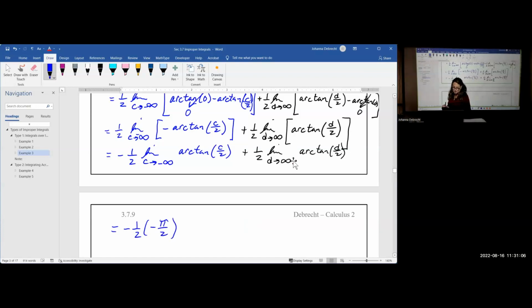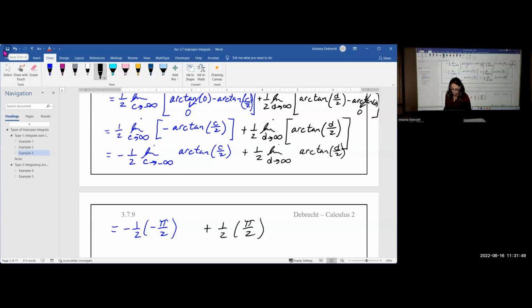Now let's take a look at the second one, the limit as d goes to infinity of arctangent of d over 2. So infinity over 2, again, it's still approaching infinity, just half as fast, but still approaching infinity. And when we look at the graph, as x goes off to the right, the y value approaches pi over 2. So for the second part, we have plus 1/2 of pi over 2. Now what we have, of course, is just a simple expression that we can evaluate arithmetically. We have a double negative, so it becomes positive, and we have pi over 4 plus pi over 4, which is pi over 2.